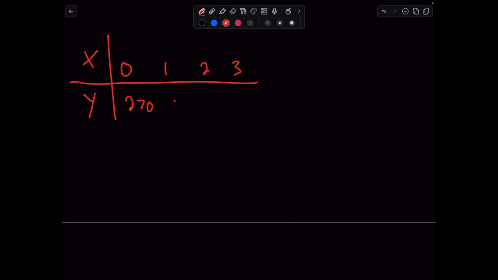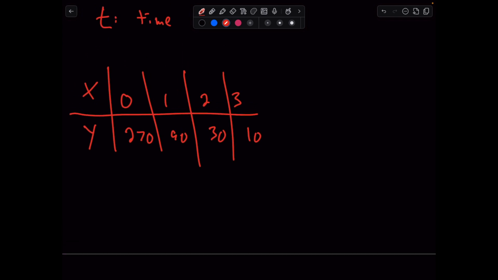So we're going to give you a table here. It looks something like this. We'll have x values 0, 1, 2, 3, and y values 270, 90, 30, 10. They're going to ask you, is this exponential growth, exponential decay, or neither? So the thing you have to remember here is that with these functions, your x's are always going to be changing by 1, or should be changing by 1. Plus 1, plus 1, plus 1.